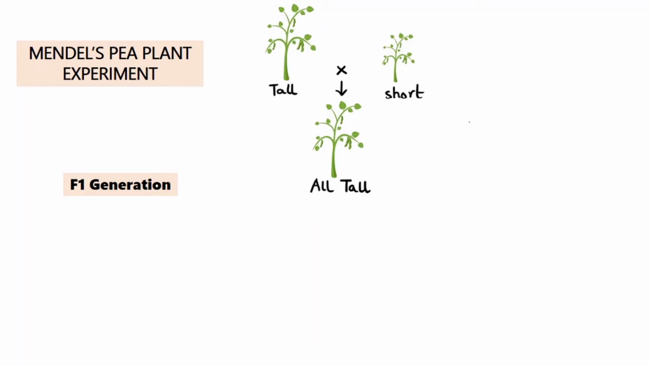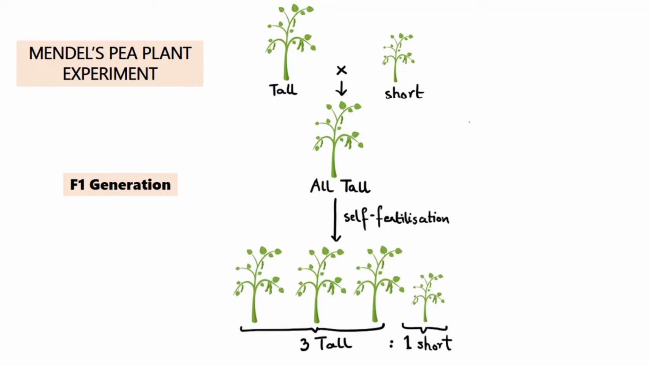Now, then what he did was that he allowed these F1 hybrids to self-fertilize and produce seeds. And then these seeds gave rise to the F2 generation. So in the F2 generation, as you can see, a ratio of about 3 tall plants to 1 short plant was observed. So Mendel observed that one trait always appeared in the F1 hybrids, and that is basically the long stems. So Mendel called this trait dominant, and the other trait, which was the short stems, it seemed to disappear. But then this trait was called recessive.